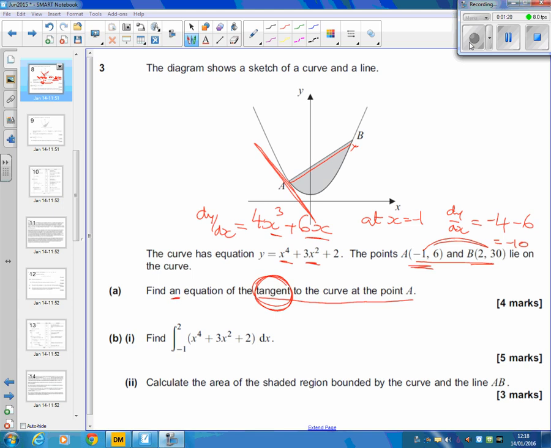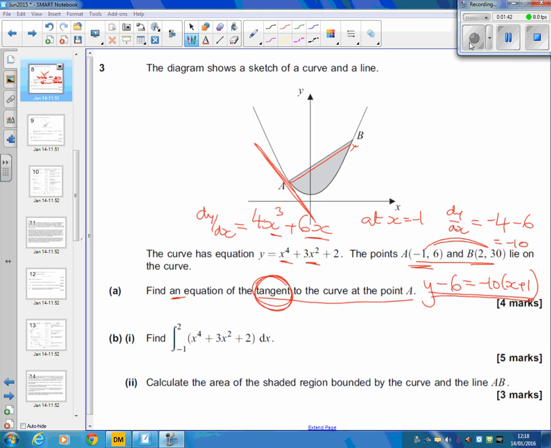It says an equation here as well, so let's just go y, take away the y number, equals gradient, x, take away the x number, minus 1. And let's stop there. We don't need to do any more than that, because it says an equation, that is an equation of the tangent.